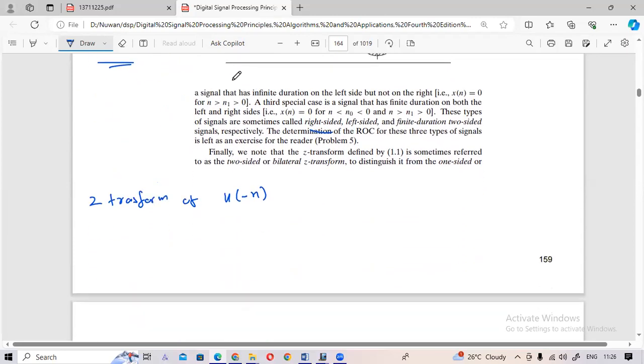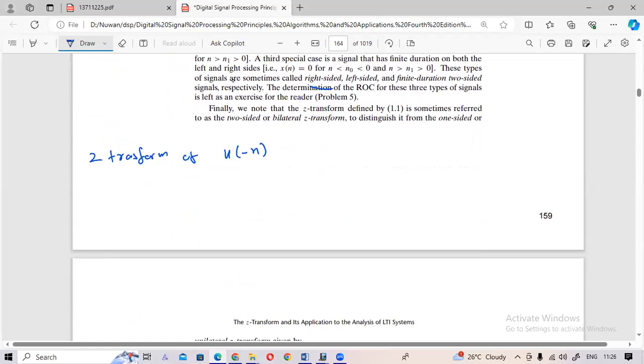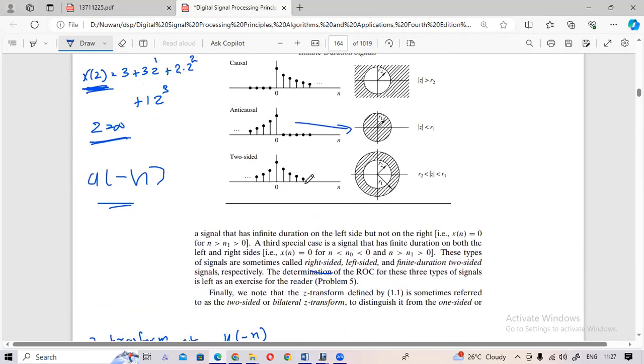And if it is two-sided, it is just like u(n) plus u(minus n). Let's say this is x(n), so u(n) plus u(minus n) will be a two-sided signal. Also try to find the Z transform of this one. That is also simple, not much difficult. That is u(n) plus u(minus n), a two-sided signal.